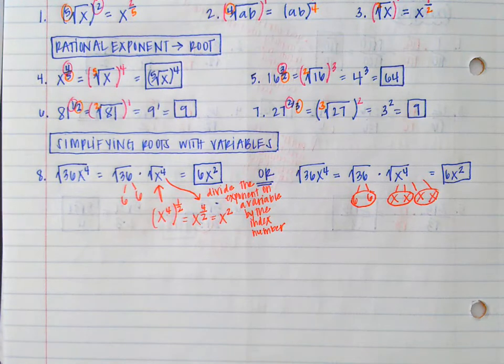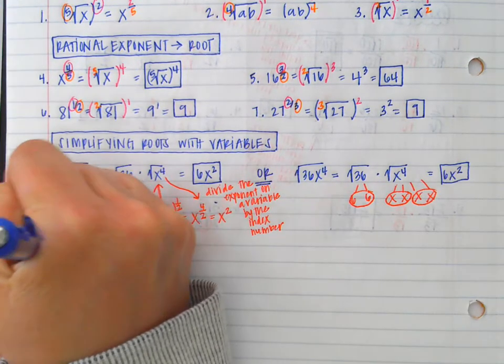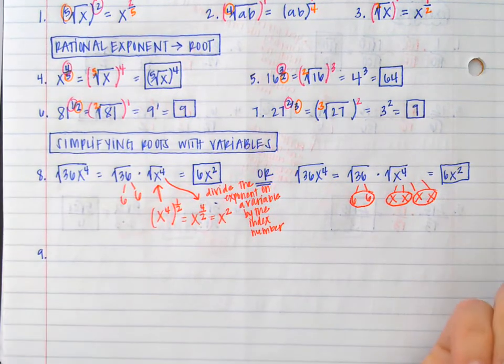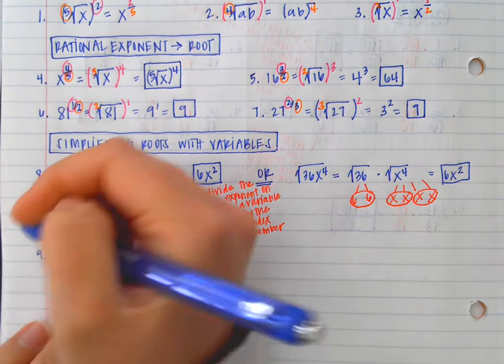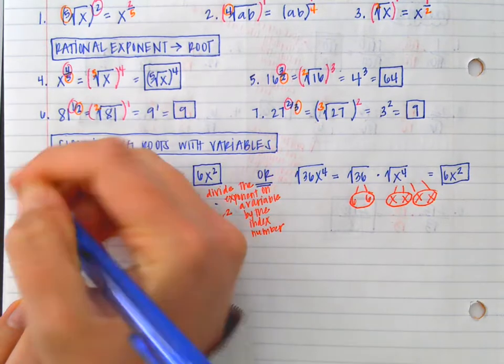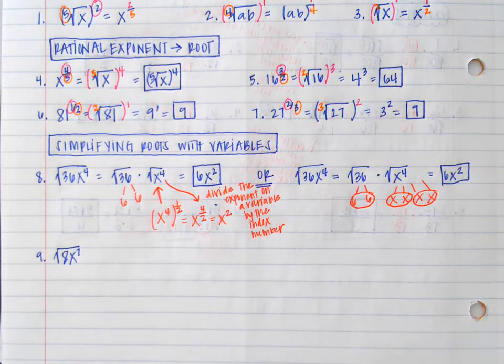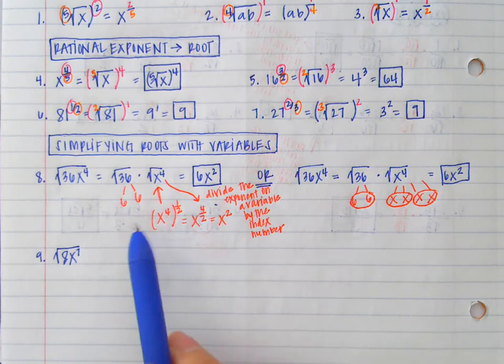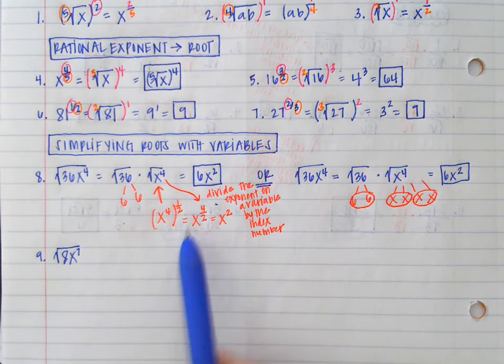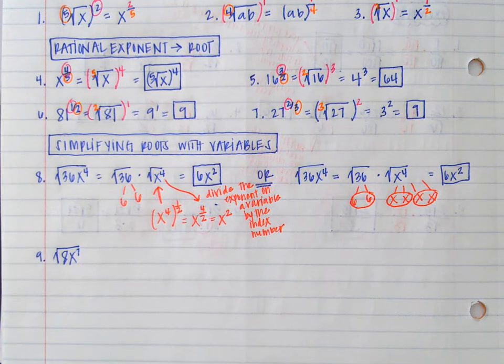Okay, let's try another one. What am I on? 9. And let's go with the square root of 8x to the 7th. And going forward, I'm just going to show you using the division method. But if you want to use this method, that's totally fine. Do what's best for you.